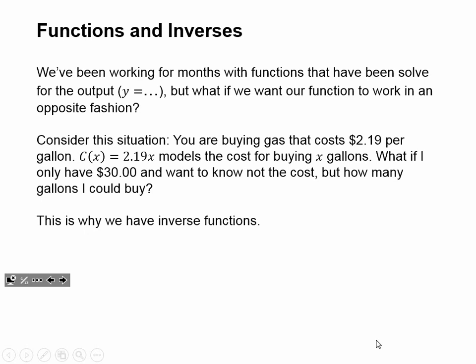So you're buying gas that costs $2.19 per gallon. We could say some function c of x equals 2.19 times x. That's the number of dollars, the cost you would incur by buying x gallons of gas. Well, what if instead we have $30 and want to know not the cost, but how many gallons? So here we need to set up a function that will have x as an output instead of an input.